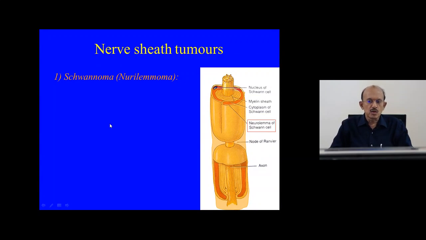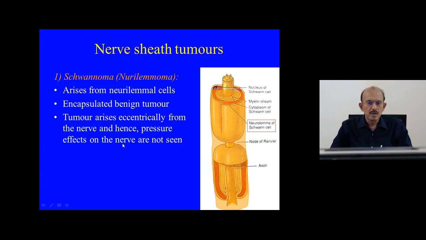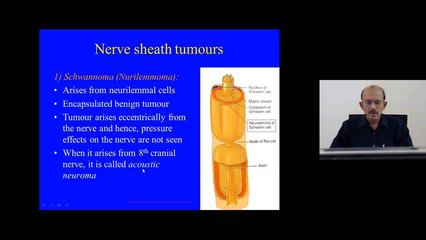Schwannoma, also called neurolemmoma. It arises from the neurolemmal cells, which can become malignant. It is an encapsulated benign tumor. The tumor arises eccentrically from the nerve, and hence pressure effects on the nerve are not seen. When it arises from the 8th cranial nerve, it is called the acoustic neuroma.